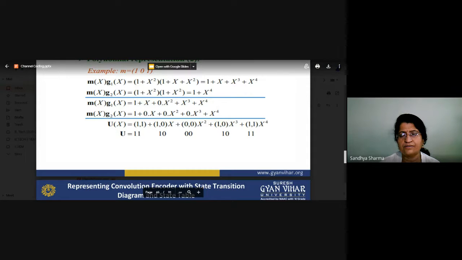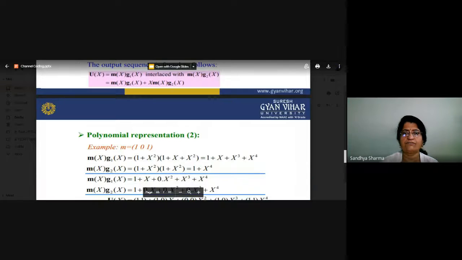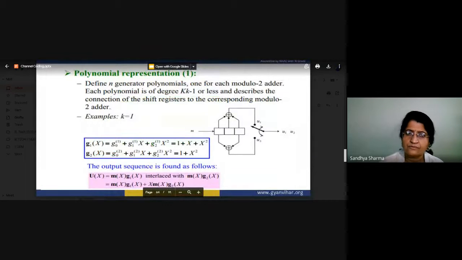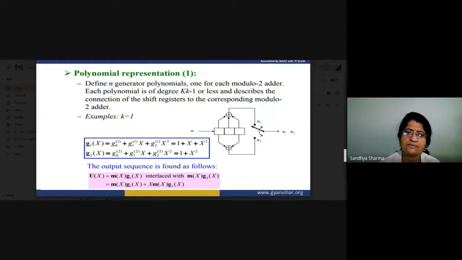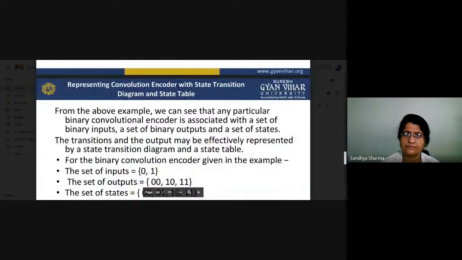So that is the basic solution using the vector notation. That vector representation can be used for calculating the encoded output of our convolution coding. Now what will happen here? Representing the convolution encoder with the state transition diagram and state table. So till now we have seen how our convolution encoder works.